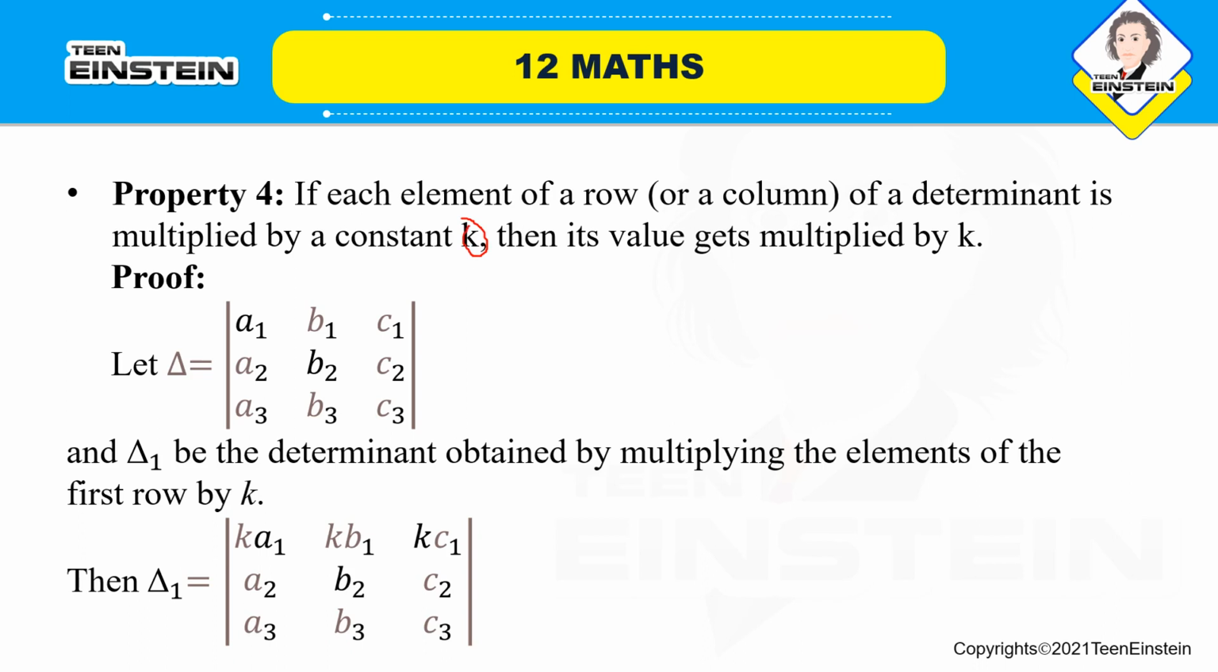So if you are multiplying any row or any column of a determinant by a constant k or non-zero scalar, then the value of the determinant will also be multiplied by k. The value of the determinant will also be multiplied by k. So that is the statement of property number 4. Okay, let us prove this property.